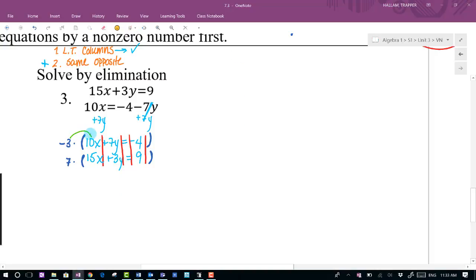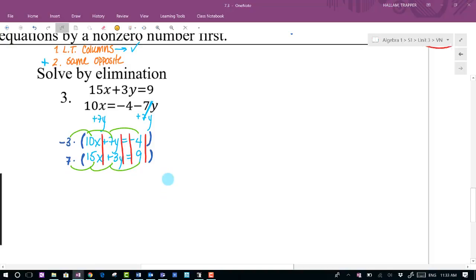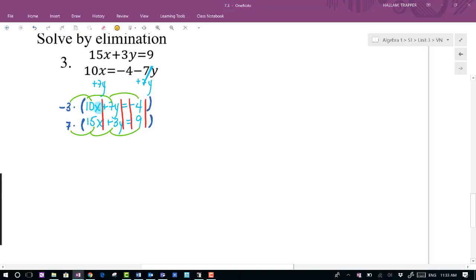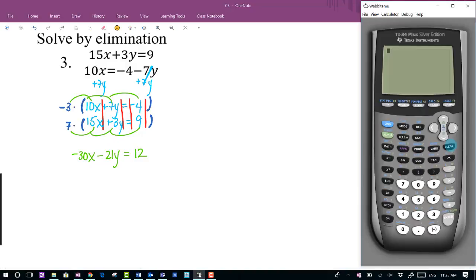So I'm going to go ahead and distribute all terms on both sides of the equations for both numbers here. So 7 additionally needs to be multiplied to everything. So let's go ahead and write that out. So -3 times positive 10x is going to be -30x. -3 times positive 7y is going to become -21y. And -3 times a -4 is going to become positive 12. Okay, so additionally, I'm going to multiply all of the terms on the bottom by 7. So let's go ahead and do that.